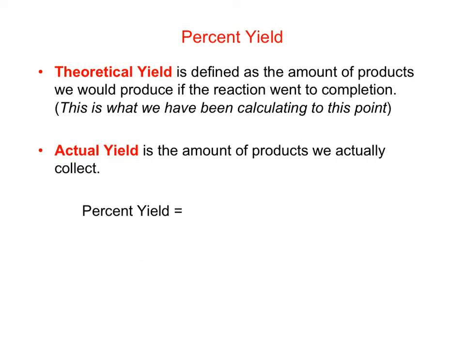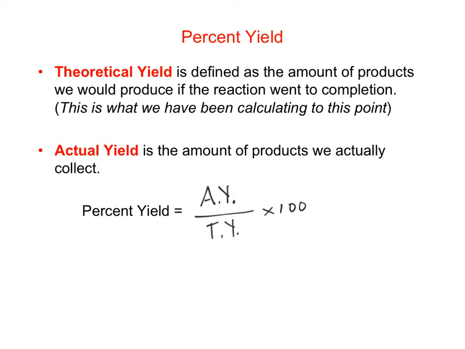And so the actual yield is the amount of products that we actually collect. To represent this, we have what's called percent yield, and we calculate that by taking the actual yield, which I'm going to abbreviate AY, divide that by the theoretical yield, and multiply by 100. The percent yield should always be less than 100, because the theoretical yield is the most that we can make, and so we should never make more than that.